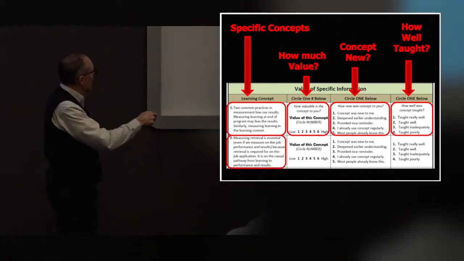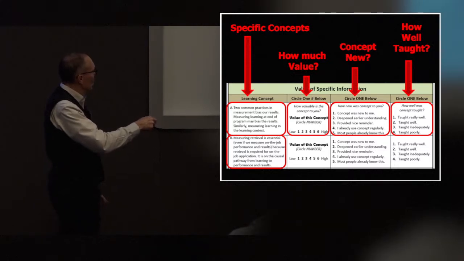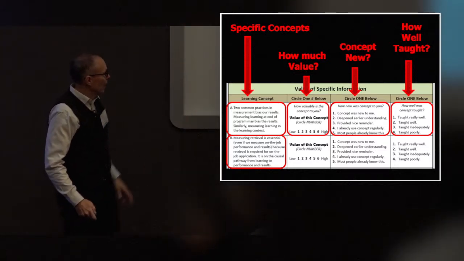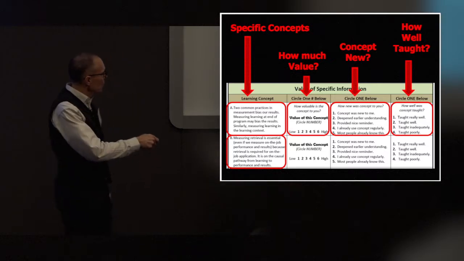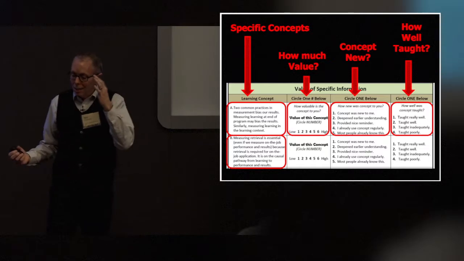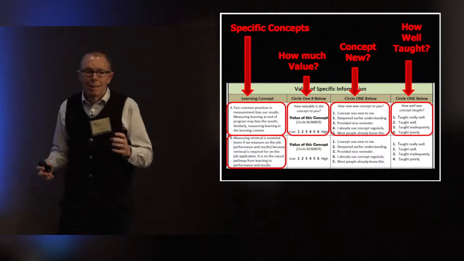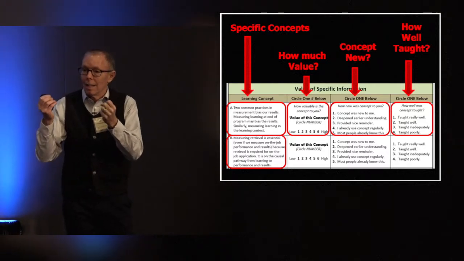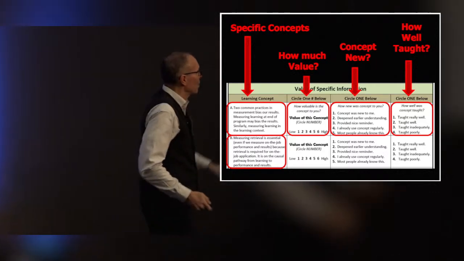2 common practices in measurement bias our results. Measuring learning at the end of the program may bias the results. Similarly, measuring learning in the learning context may bias the results. So I like this part of it, but then I asked them, how valuable is the concept to you? And I don't like this. I think it's too vague. I also don't like numbers. Numbers are even fuzzier than Likert-like scales. So I wouldn't do that anymore.